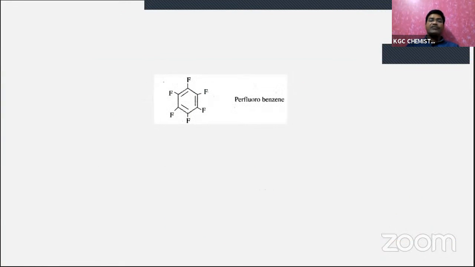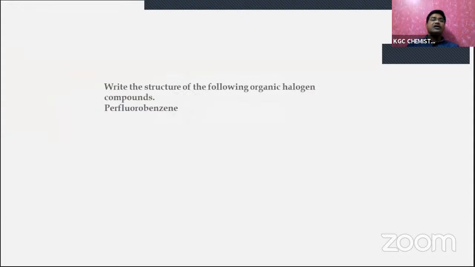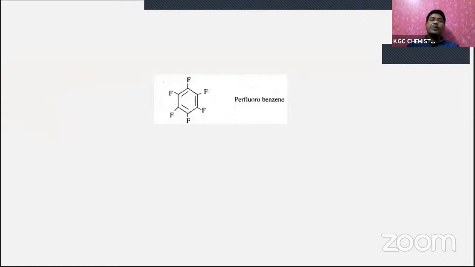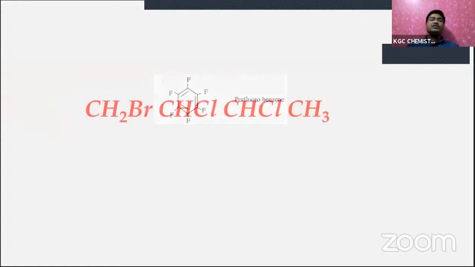Let us have some examples. Write the structures of the following organic halogen compounds. Perfluorobenzene we want to write. How to write perfluorobenzene? This is going to be the structure. Perfluorobenzene is nothing but benzene with no hydrogen. Instead of C6H6, its formula is C6F6. That's going to be the perfluorobenzene.